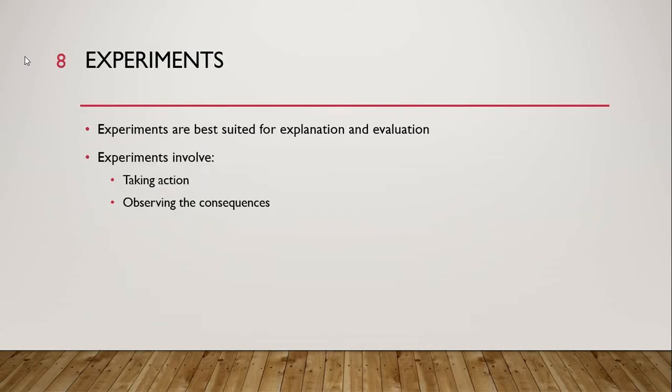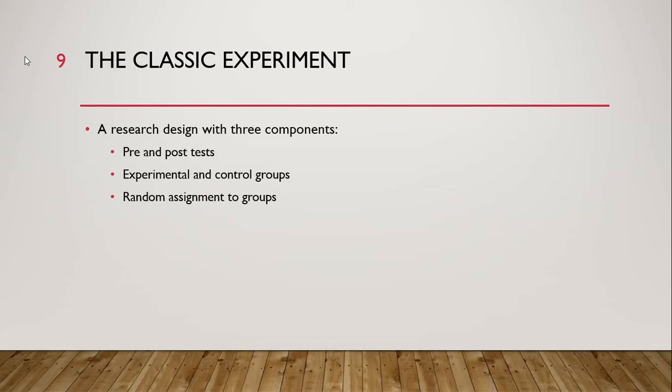So experiments are best suited for explanation and evaluation. So they're really hitting on those last two purposes of research, explanation and evaluation. And in its most basic form, an experiment just involves taking an action and then observing the consequences. So we introduce something like community policing, and then we see the effect of that community policing on crime.